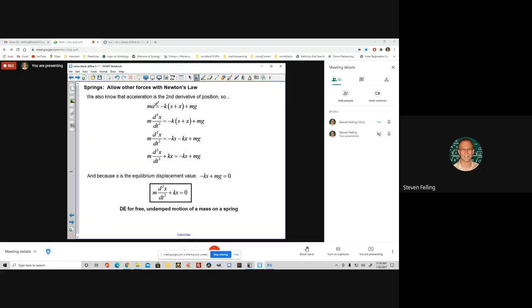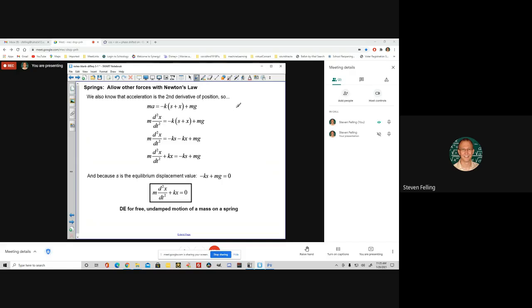But then we know that acceleration is the derivative of velocity, and velocity is the derivative of the distance. So that means acceleration is the second derivative of the distance, right? So the second derivative of x with respect to t times the mass has to equal this right-hand side, which is the sum of forces. So if you multiply out this k, then you can bring this term over here to the left side, and you get that m times the second derivative of x plus k times x is equal to the spring constant times the initial displacement, the equilibrium displacement s, plus mg.